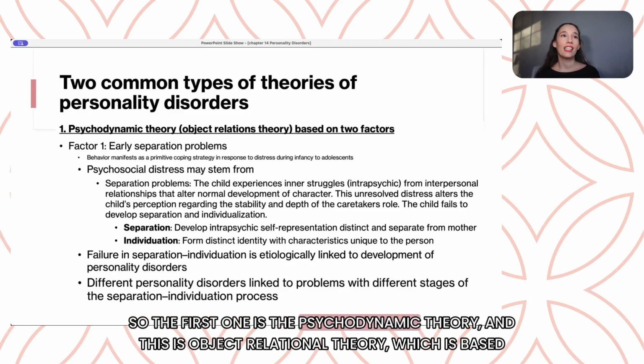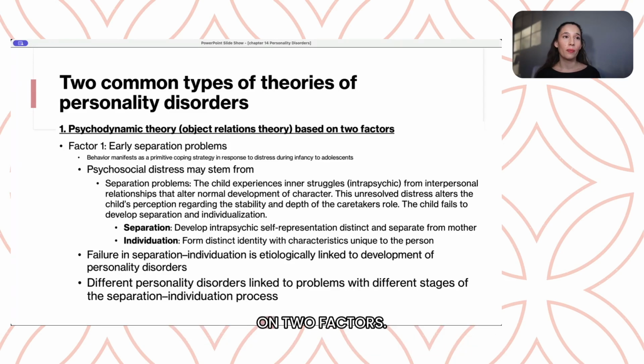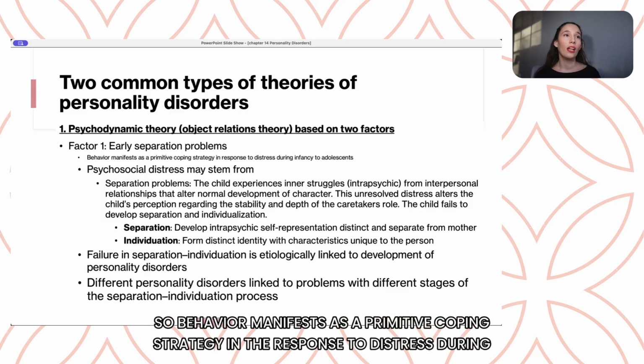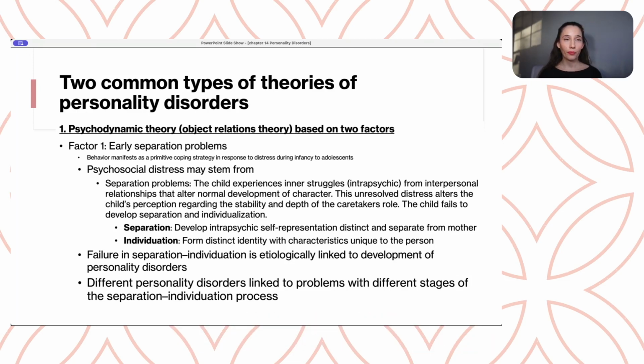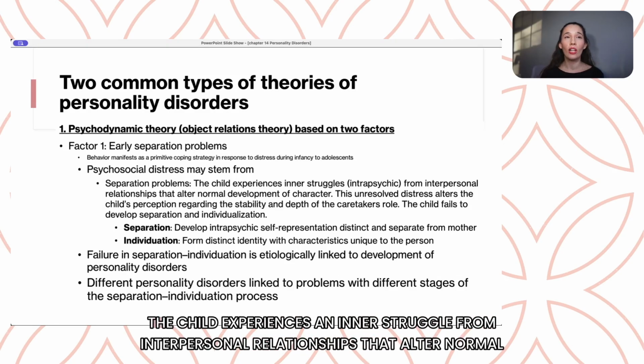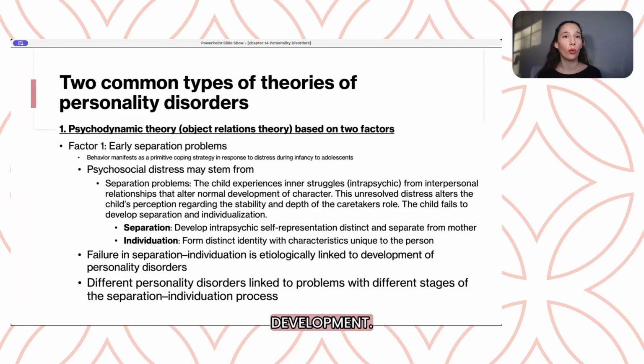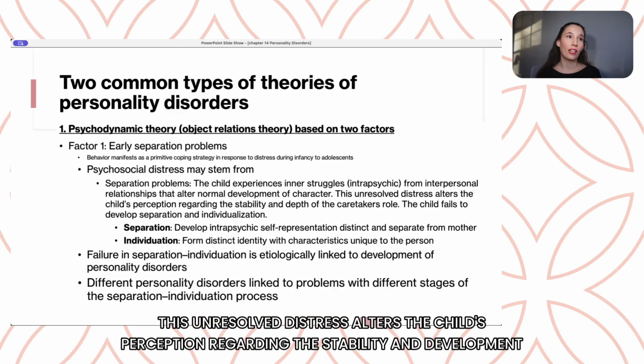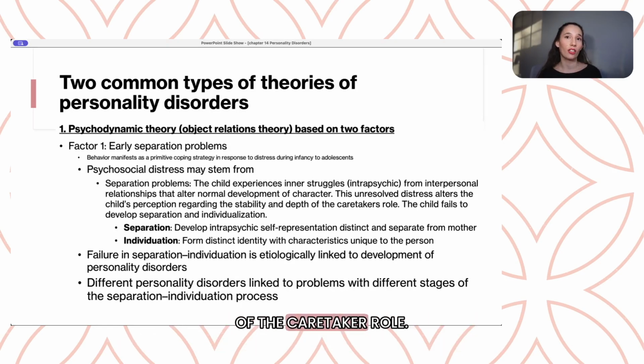The first one is the psychodynamic theory, and this is object relational theory, which is based on two factors. Factor one is early separation problems. Behavior manifests as a primitive coping strategy in response to distress during infancy to adolescence. This psychosocial distress may stem from separation problems. So the child experiences an inner struggle from interpersonal relationships that alter normal development. This unresolved distress alters the child's perception regarding the stability and development of the caretaker role.